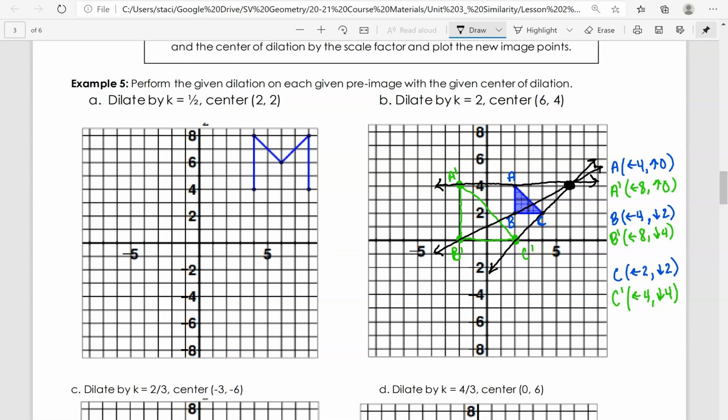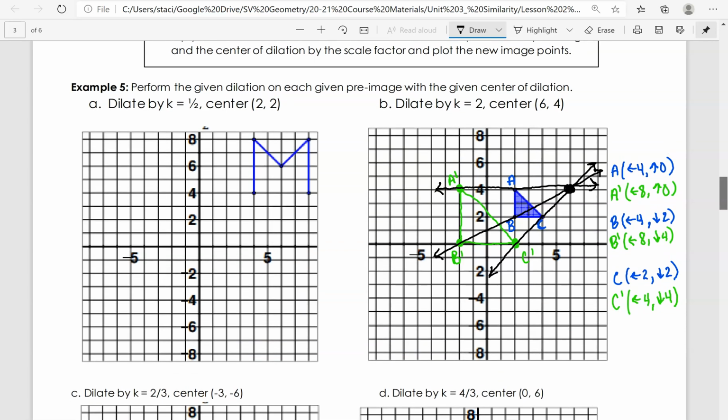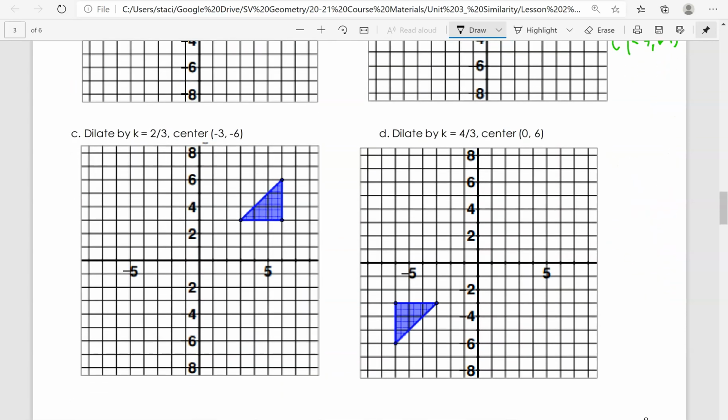So what I want you to do is try A on your own, and then C and D are a little bit of a challenge. If you're up for that, I want you to try them. We're not going to give you any that are that hard, but if you're someone that likes a challenge and likes to work with some fractions that are a little bit more difficult, I want you to go for it and try it.